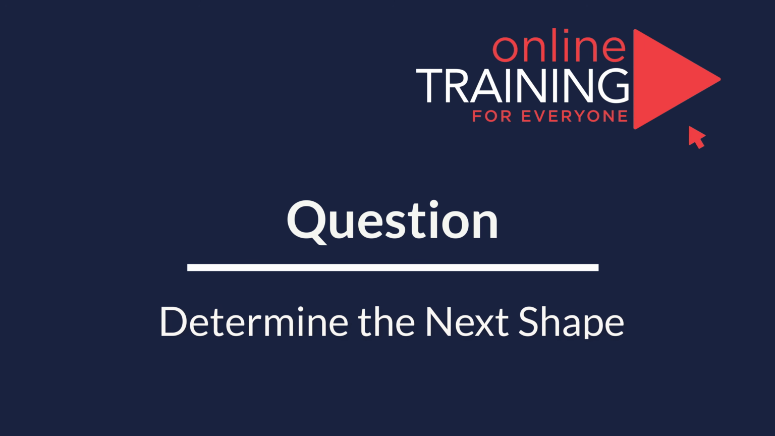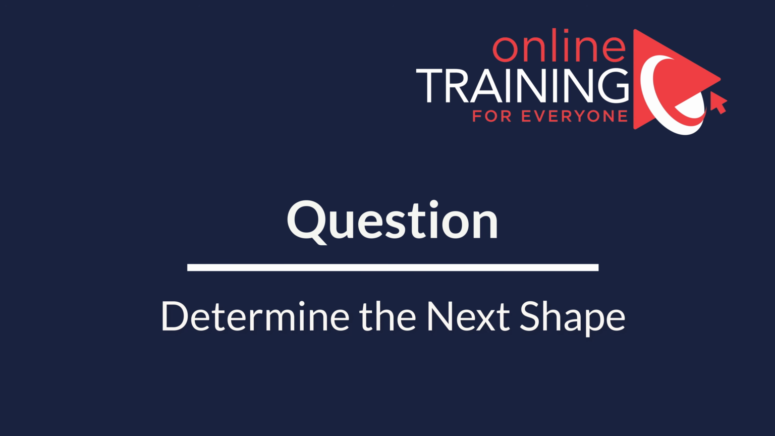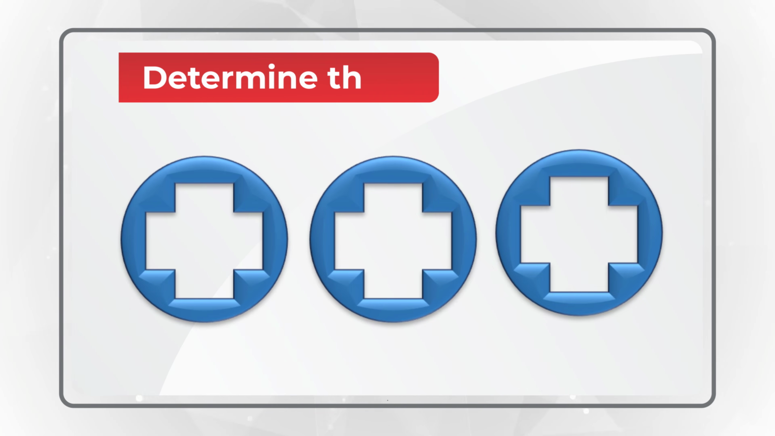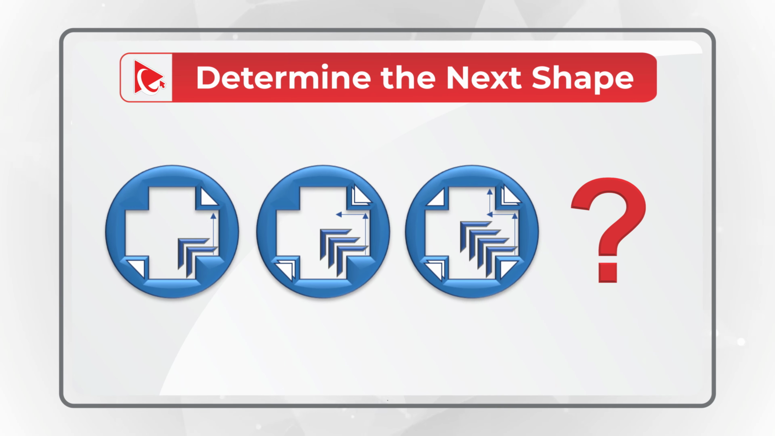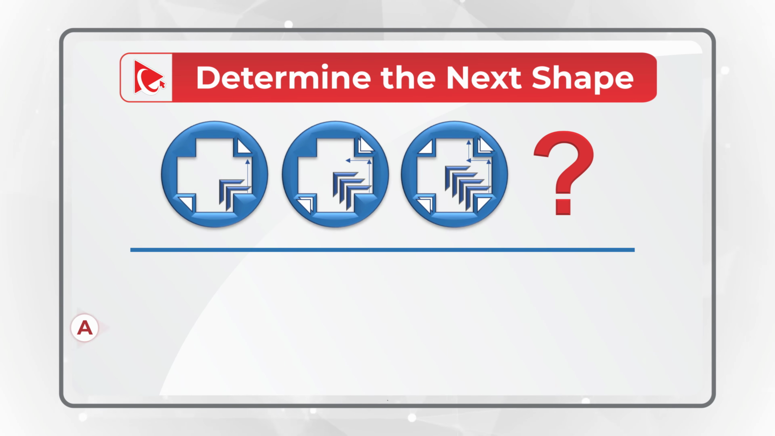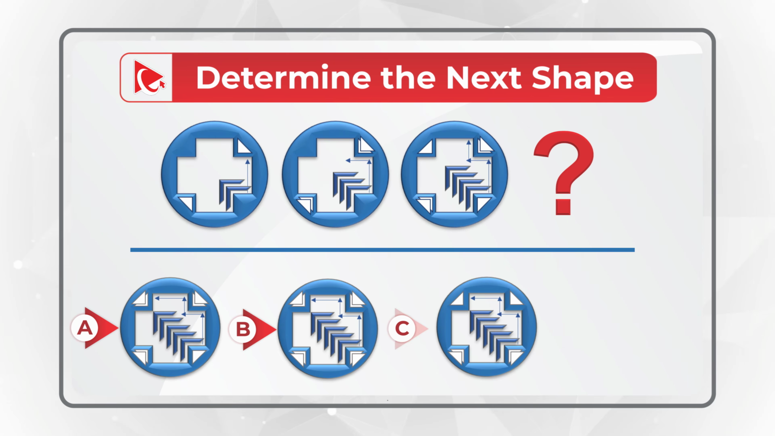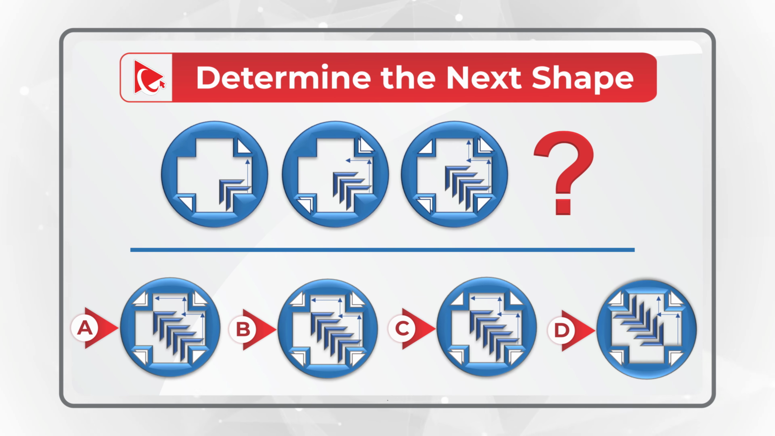And now I have a question for you to test your skills. You're presented with the series of objects, and you need to determine the next object in the sequence. Please choose one of the following 4 choices, choices A, B, C, and D. Do you see the correct answer?